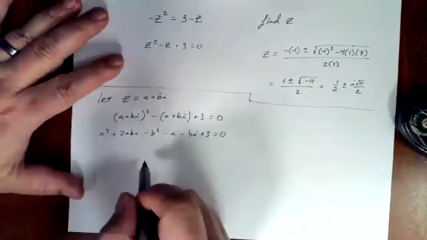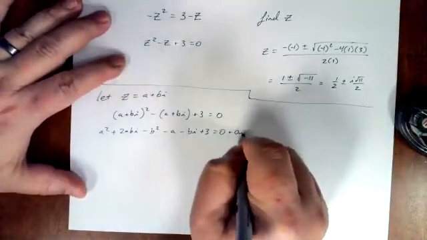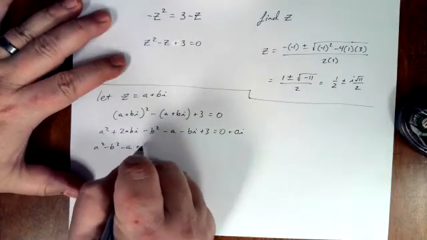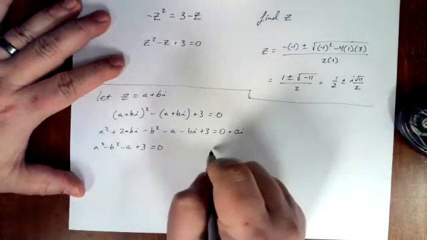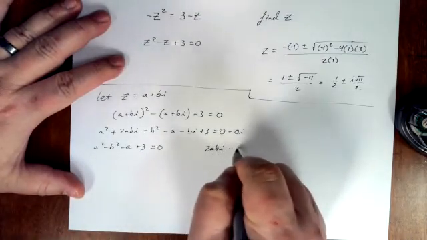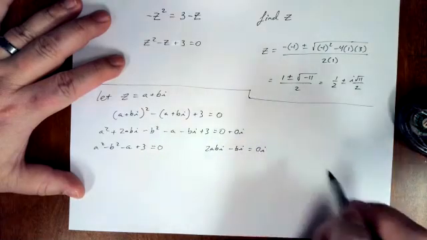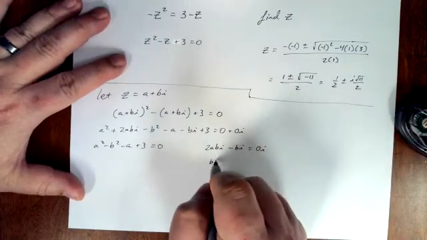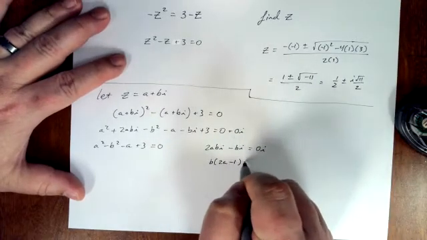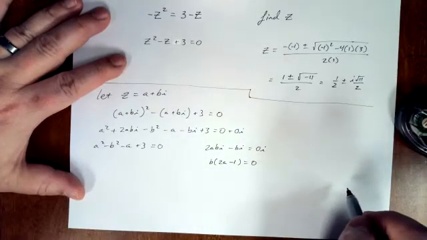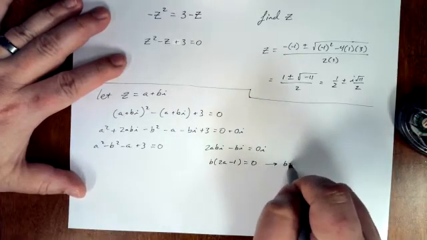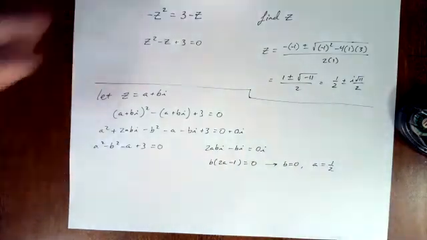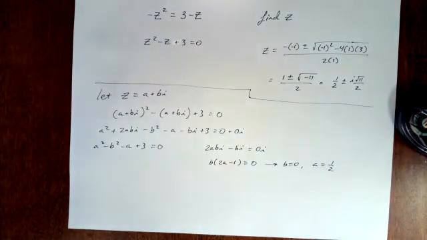So now, collecting all of my real and imaginary parts, a squared minus b squared minus a plus 3 is equal to 0. And 2abi minus bi is equal to 0i. So now b times 2a minus 1 is equal to 0. So if b is 0, or a is equal to 1/2. Those are two possible scenarios.